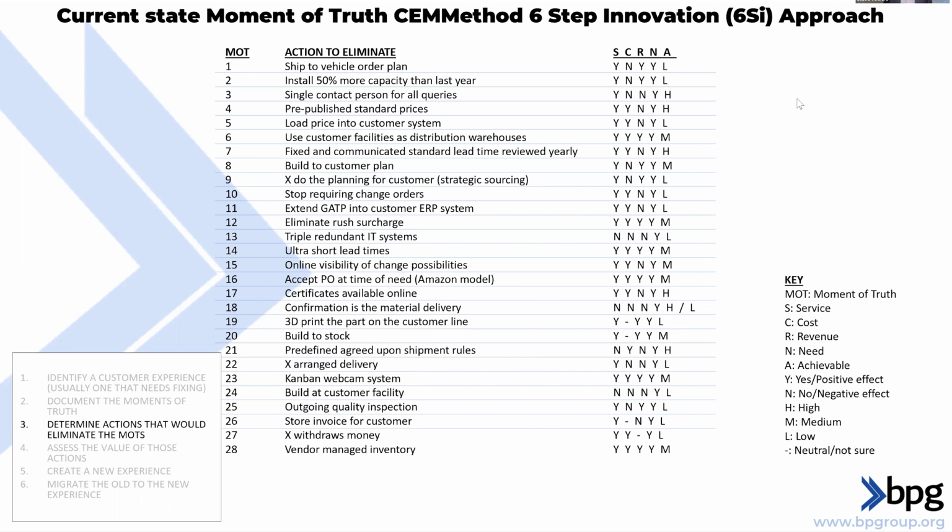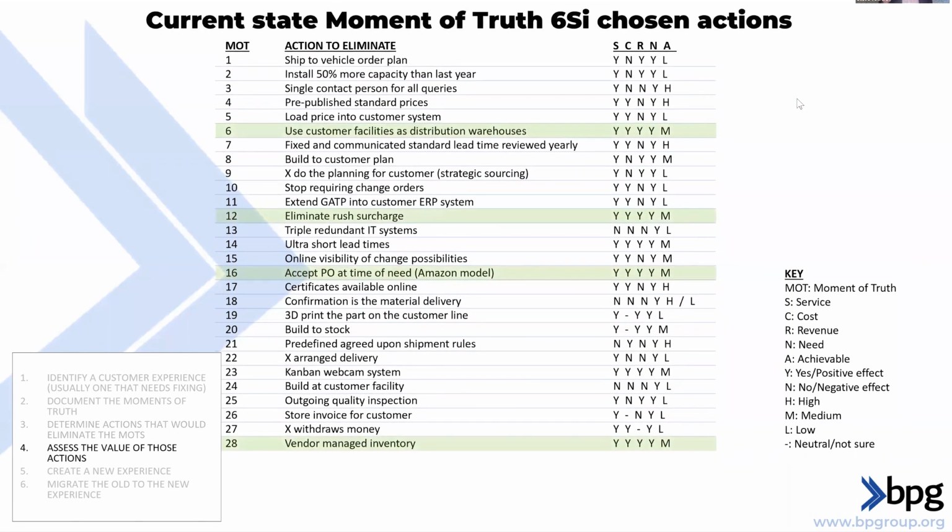Right. So with that in mind, we can then identify from those actions to eliminate which are the ones that give us the best return, the biggest bang for the buck. And that's against moment of truth number 6, use customer facilities as distribution warehouses. Moment of truth number 12, eliminate the rush surcharge. Moment of truth number 16, accept the purchase order at time of need, the Amazon model. And moment of truth number 28, vendor managed inventory. Now, all those moments of truth that were previously there, the 28, are going to go away in some form. But we want to focus our attention on the ones which give us the best return.